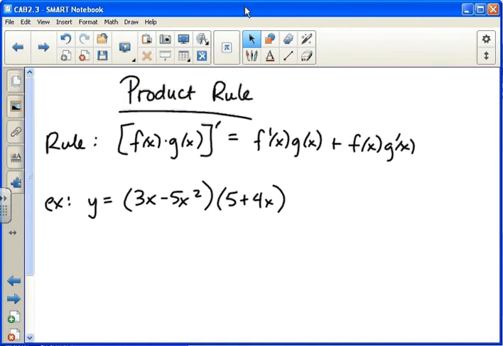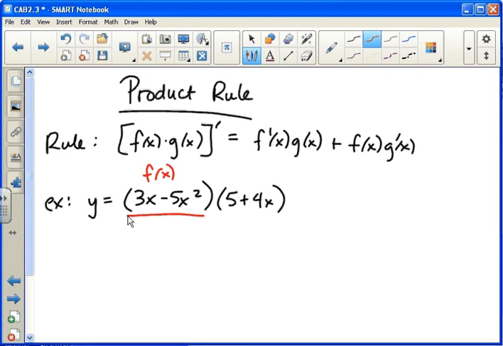And as you look at this first example I have, you actually would not have to use the product rule on this. You could just FOIL this out and then do the derivative normally. However, just to start us off with a simpler example, I'm going to go ahead and do this one using the product rule. But if you want, you could FOIL this, take the derivative normally, and you'd get the same answer. So here's what we do. We identify the first piece as f of x and the second piece as g of x.